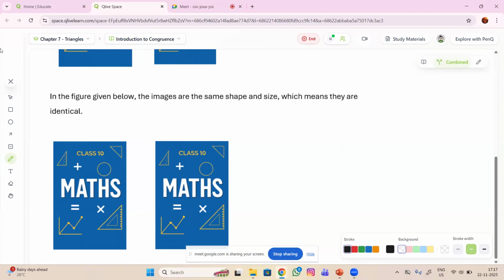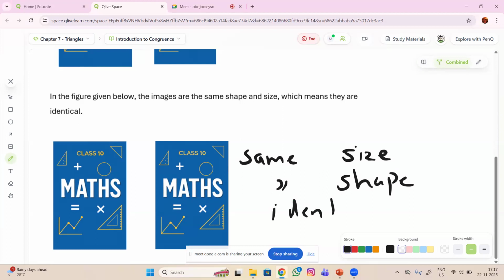Very good. What is the similarity in the figures? They have the same size and same shape. So we can say that these are identical. So what is the condition to become identical figures? Very good. Identical figures have the same size and shape.